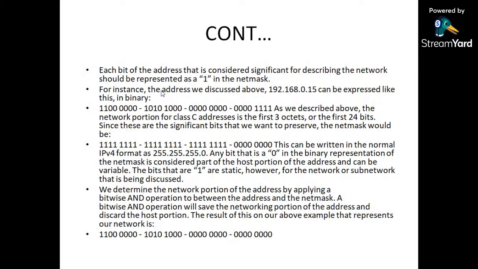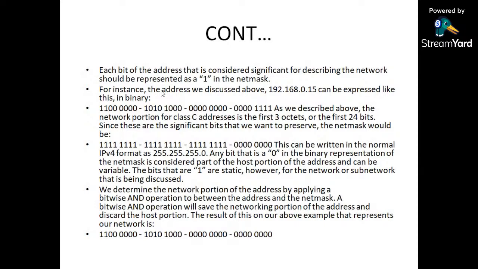Any bit that is a 0 in the binary representation of the net mask is considered part of the host portion of the address and can be variable. The bits that are 1 are static for the network or subnetwork being discussed. So we determine the network portion of the address by applying a bitwise AND operation between the address and the net mask. A bitwise AND operation will save the networking portion of the address and discard the host portion.